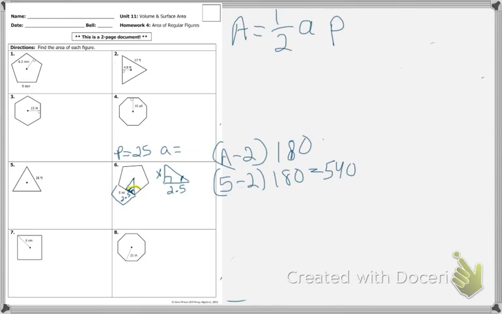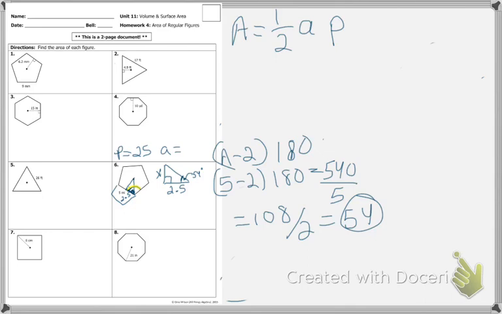If I want to find out that yellow right there that I just highlighted, I'm going to have to divide by 5. So that gives me 108. And if I actually want to find out the little tiny one right there, then 108 has to be divided by 2. 54 degrees. Bam. So this angle right here is 54 degrees.